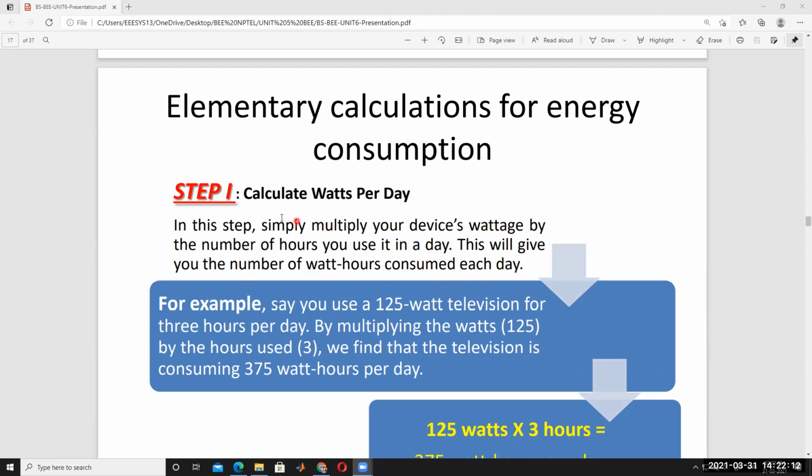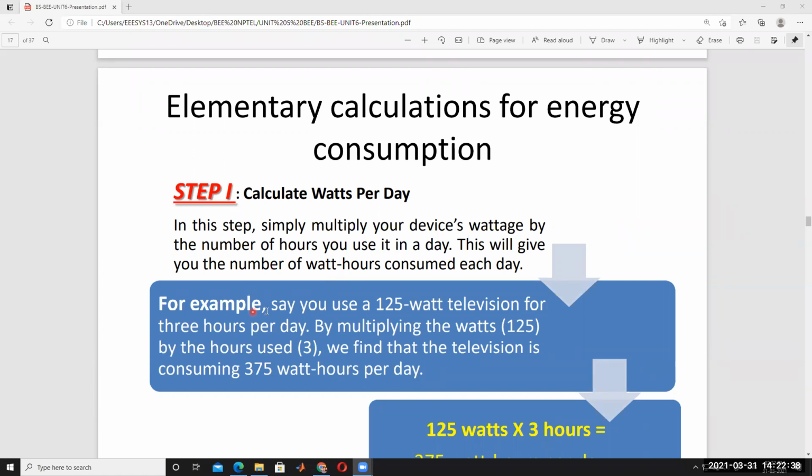So in the first step, you multiply the device wattage by time, and then you get watt hours, that means the energy consumed by the device. Watt hour is nothing but energy. Energy is equal to power into time. So watts into time is called energy, and we are finding how much energy is consumed per day.